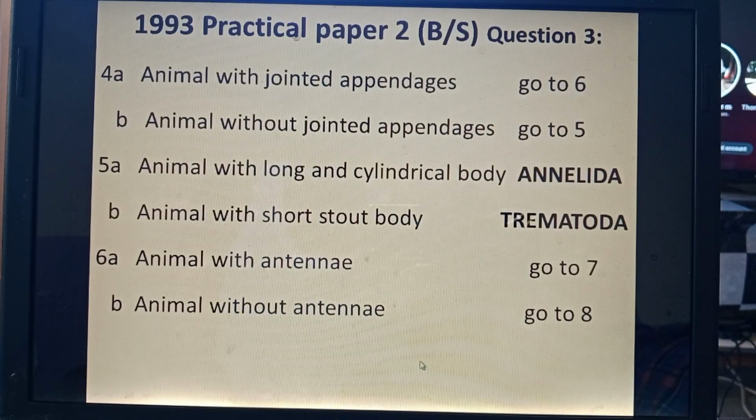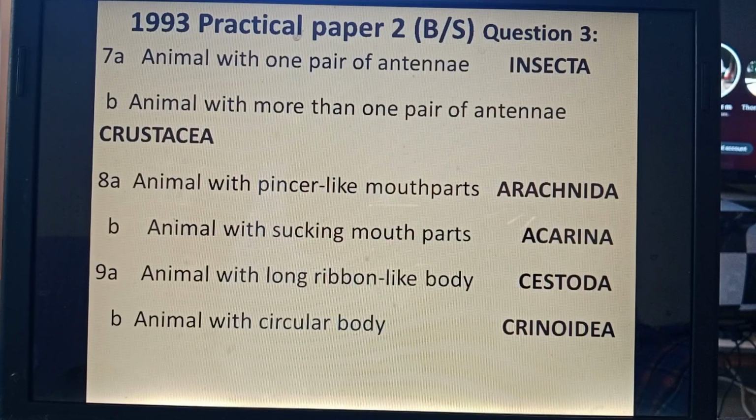Animal without jointed appendages, go to 5. Animal with long and cylindrical body, annelida. Animal with short, stout body, trematoda. Animal with antenna, go to 7. Animal without antenna, go to 8. Animal with 1 pair of antennae, insecta. Animal with more than 1 pair of antennae, crustacea.